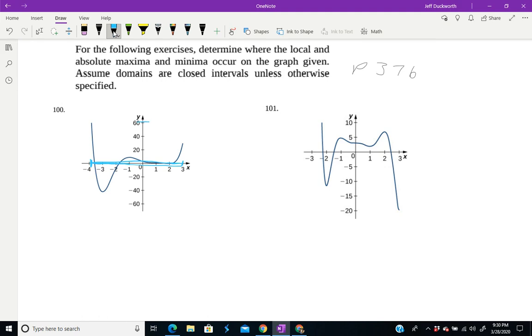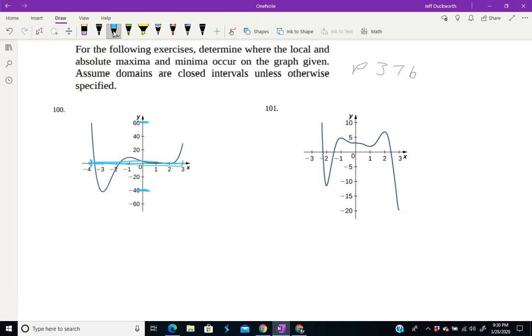So if you note, this is our upper level, and this is our lower level. So we're bounded. We have a closed interval. Our interval is, I'm not sure where it begins, but it looks like it ends at 3. And we'll just say it begins at -4, I suppose. Maybe it does.